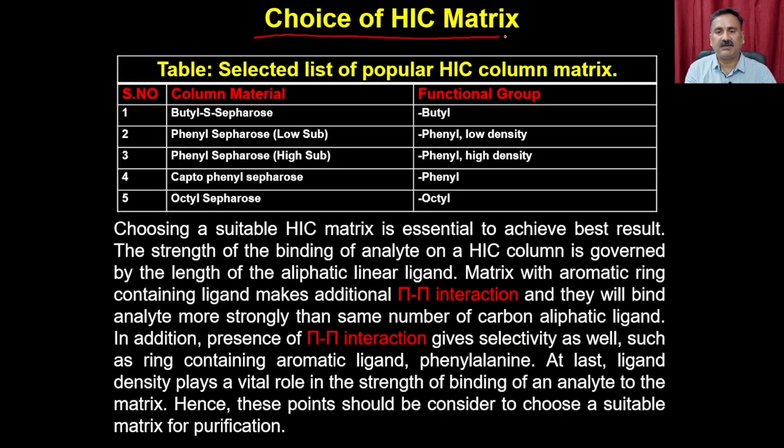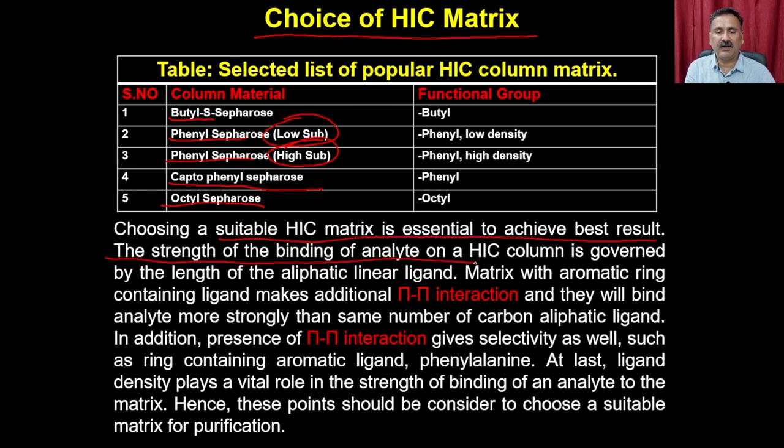The choice of the matrix: what you can use is butyl sepharose, you can use phenyl sepharose, high sub and low sub. You can use the capto phenyl sepharose, and you can also use the octyl sepharose. So choosing a suitable matrix is essential to achieve the best results.